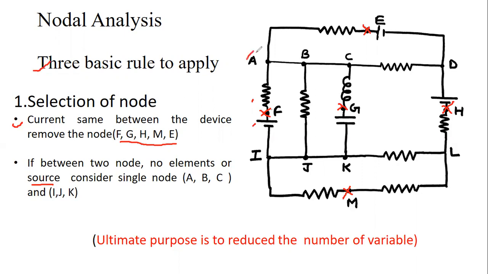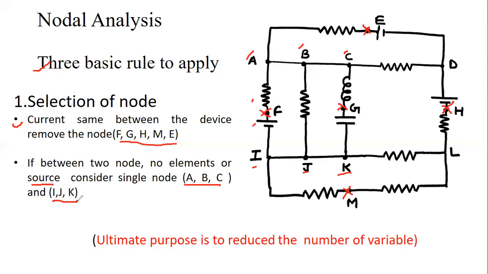So see here, A to B and B to C, there is no element. So ABC can be considered as a single node. Here, same as I, J and K, there is again no element or source, so these are also at the same potential. So IJK is a single node.